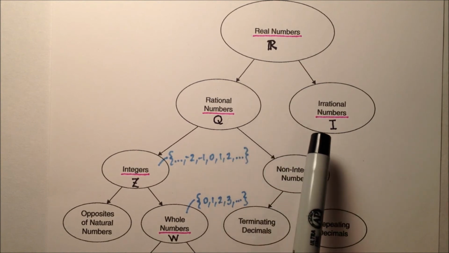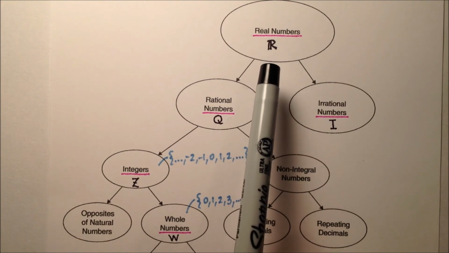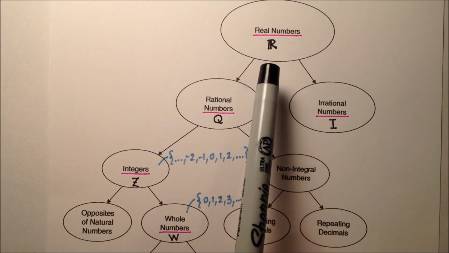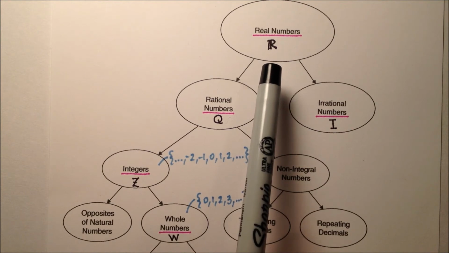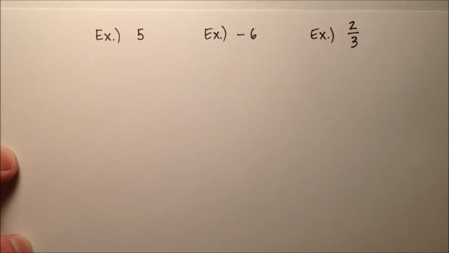Rational numbers and irrational numbers combine to make the set of real numbers. Real numbers encompass all the numbers that we're going to use until probably the end of Algebra 2, when we start talking about complex and imaginary numbers. Let's look at some examples of some real numbers and how we can classify them.